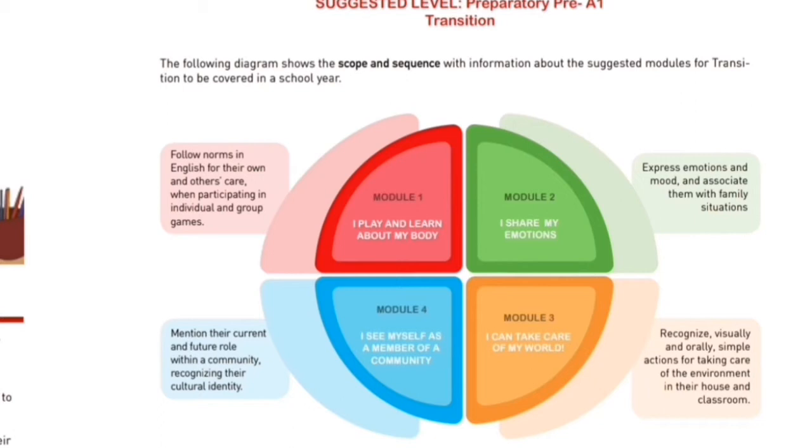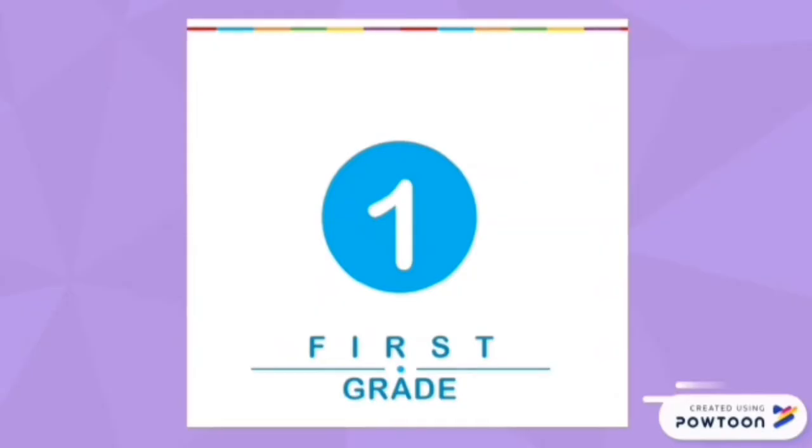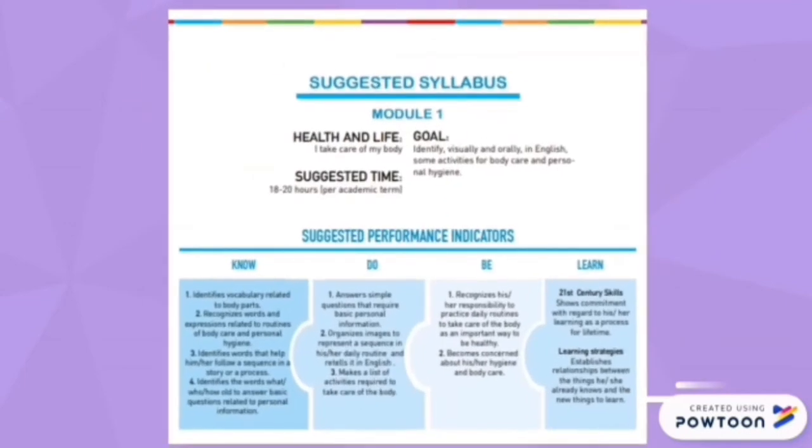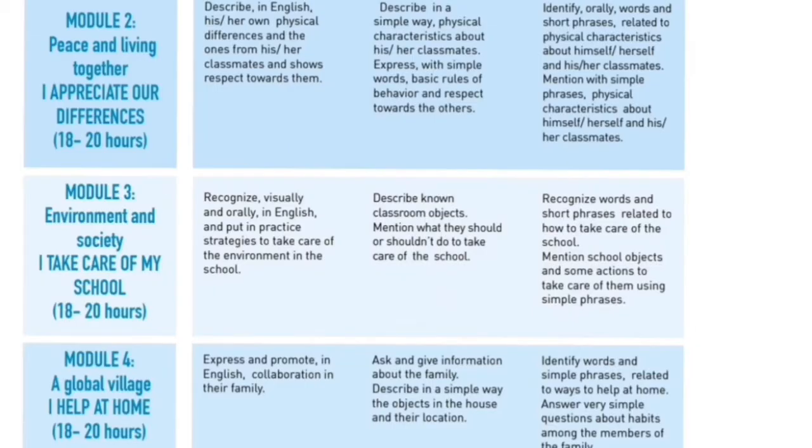And the last module is about organizing their cultural identity. The first grade. The first module is about doing some activities for body care and personal hygiene. The second module describes his or her own physical differences and the ones from his or her classmates and shows respect toward them. The third module is about putting into practice strategies to take care of the environment in the school. And the last one is to express and promote collaboration in their family.